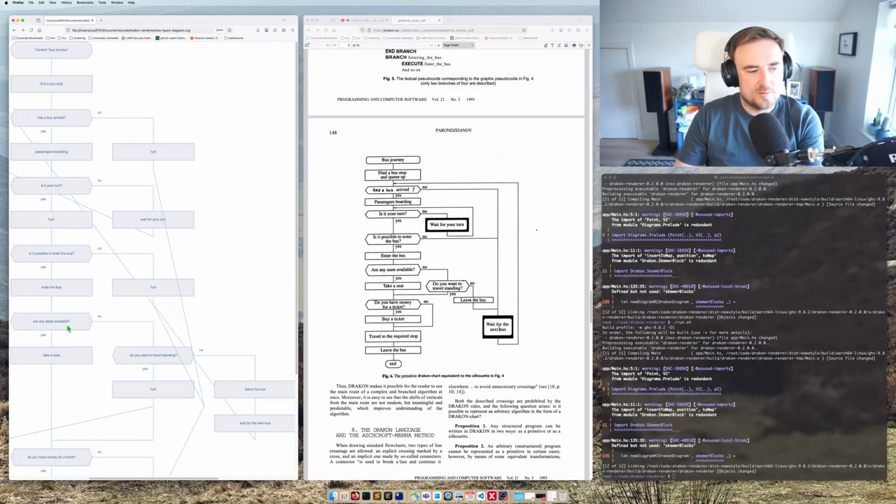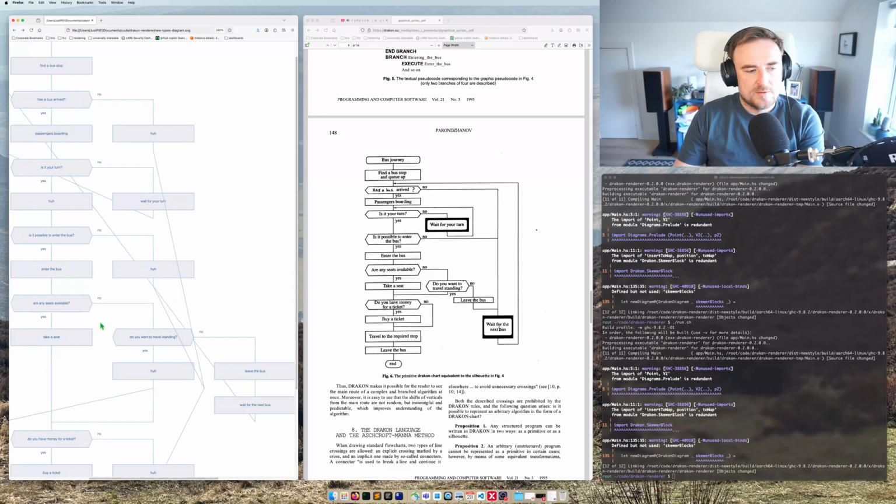Any seats available? Yes, take a seat. Okay. No. Do you want to travel standing? Yes, and go back. Correct. No, leave the bus. Wait for the next bus. And go back here.